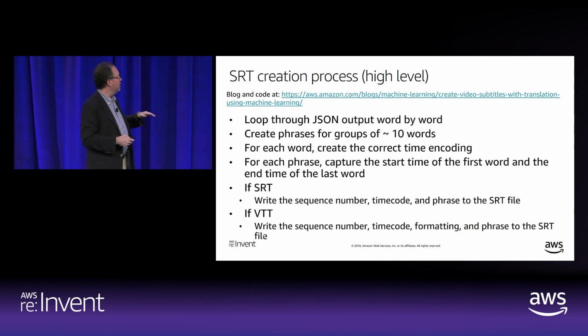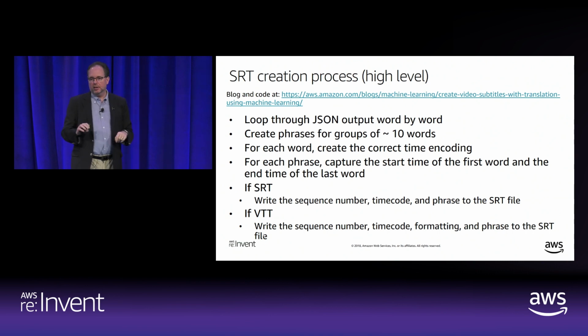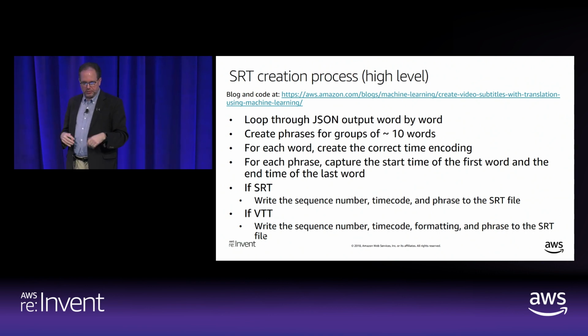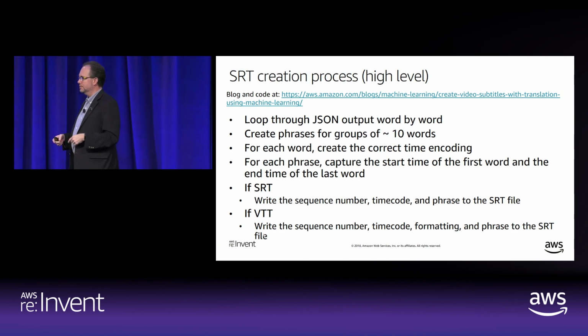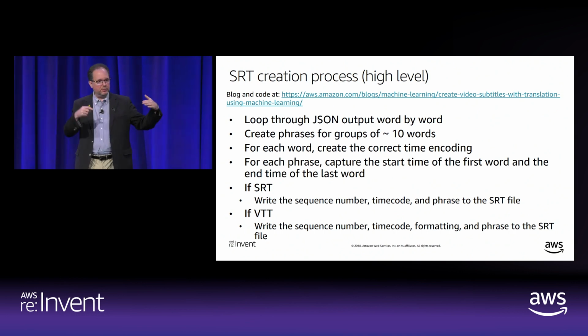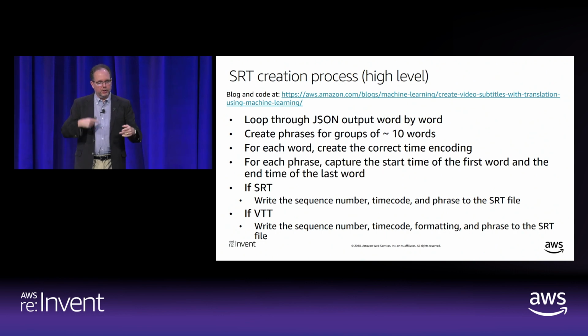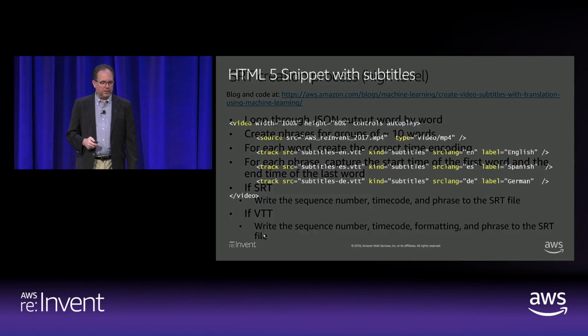If it's SRT, we're simply going to write the sequence number, the time encoding, and the phrase. If it's WebVTT, we're going to put the sequence number, time code, the format, and the phrase. Okay, make sense? You've seen what the files look like. So you go through and you figure that out for each of the pieces here.